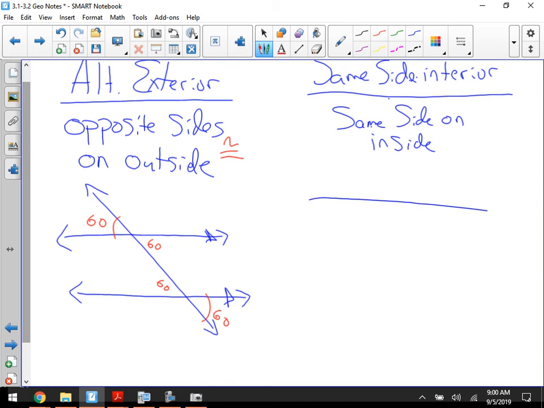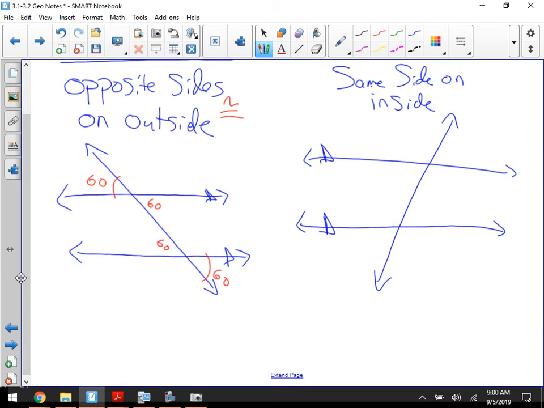Now these are a little bit different in terms of what they wind up equaling. If I go to my diagram we had over here with numbers, the ones that are on the same side of the inside, remember we're talking about inside the lines. 4 and 5 are on the same side on the inside. You okay with that? 3 and 6 are on the same side on the inside. Now, if I look at our diagram here, when I put in those 60s, these two angles aren't going to be the same value, will they? No, they're not. So watch what happens here.